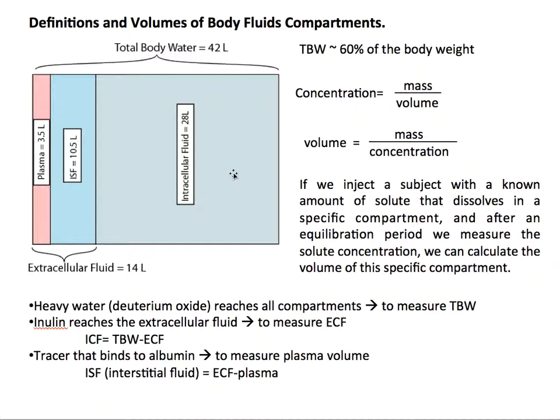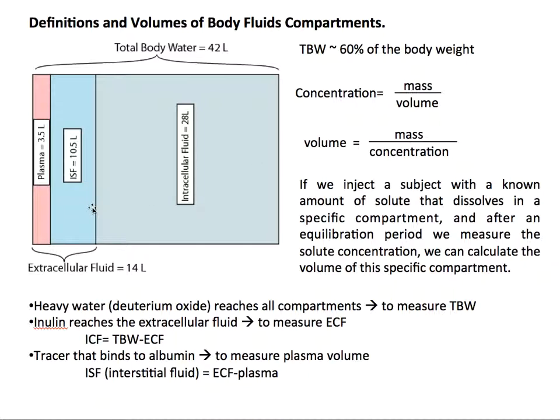If you use this concentration equals mass over volume formula, you can figure out what the volume is, because you have these tracer molecules that you can inject into a subject, and these tracer molecules will permeate throughout the compartment that they penetrate. If you have the mass and the concentration, which you can measure, you can figure out what the volume is going to be.